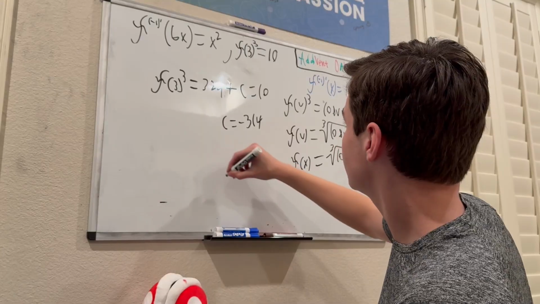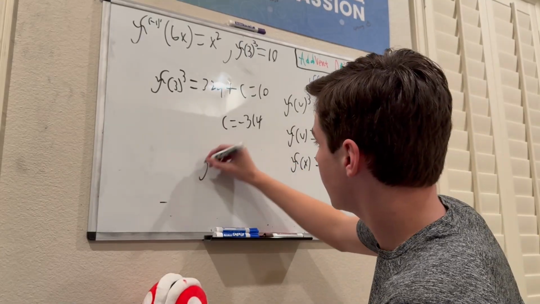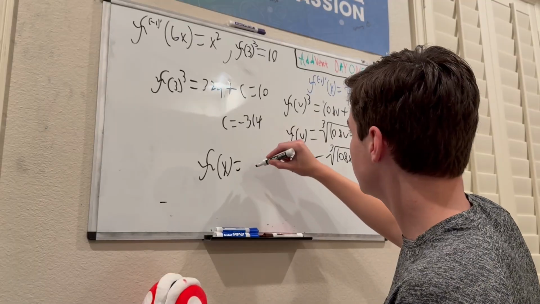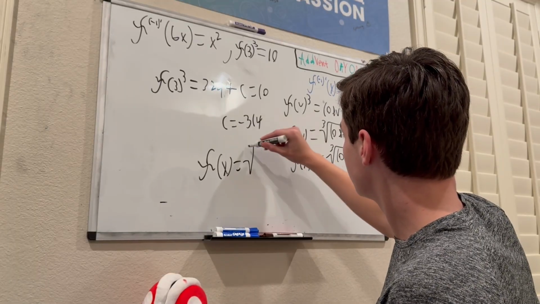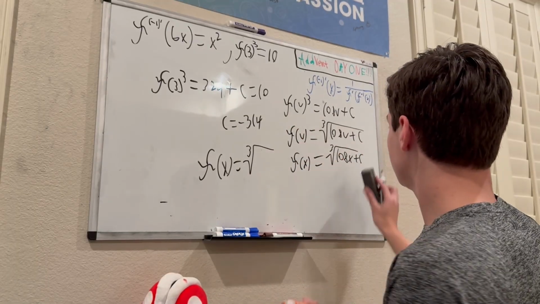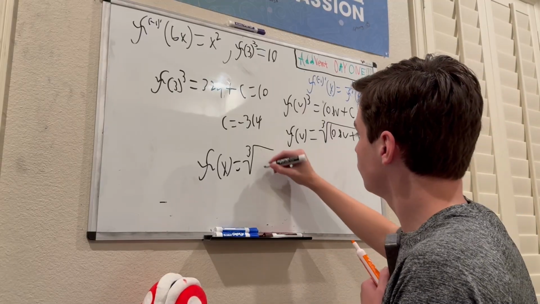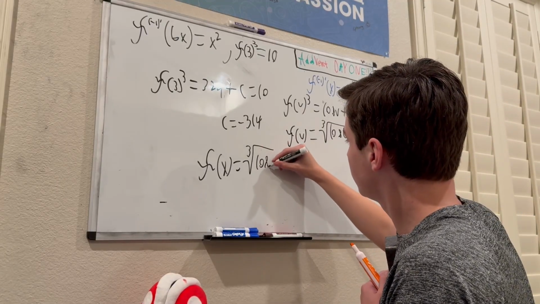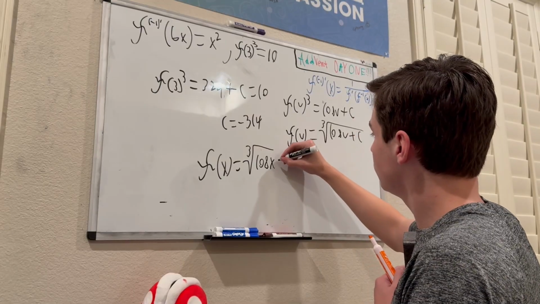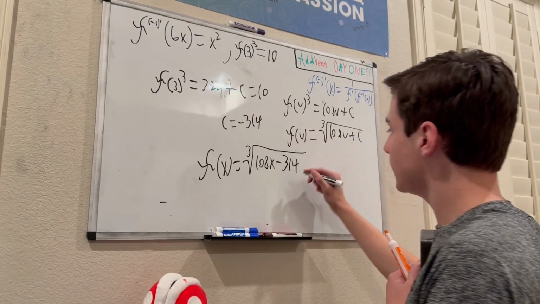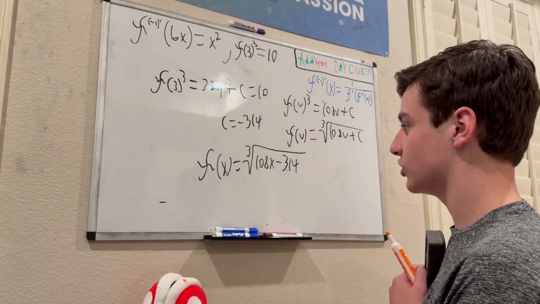And we can plug this back into our function that we have, f of x, and we get that f of x is going to be equal to the cube root of 108x minus 314. And yes, that is intentionally the first digits of pi.